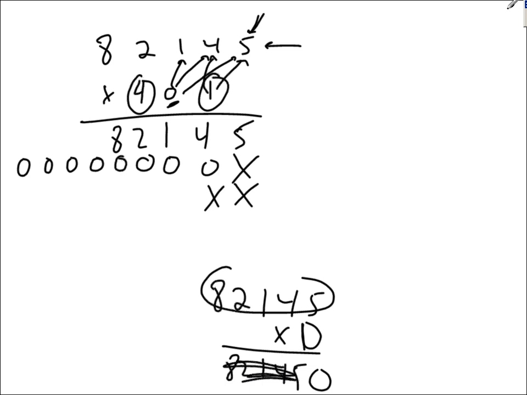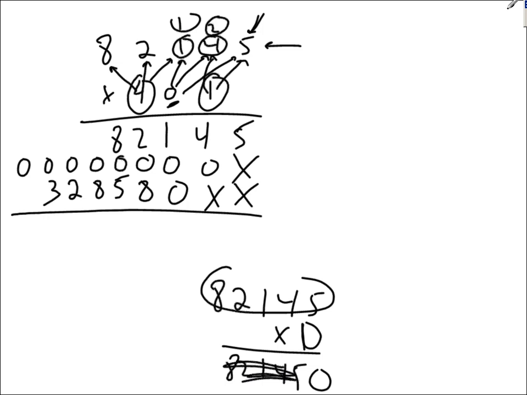4 times 5 is 20, carry the 2. 4 times 4 is 16, plus 2 more is 18, carry the 1. 4 times 1 is 4, plus 1 more is 5. 4 times 2 is 8. 4 times 8, 32. Apparently, we didn't need that 0. We didn't need many of the zeros. We didn't need any of it, actually.